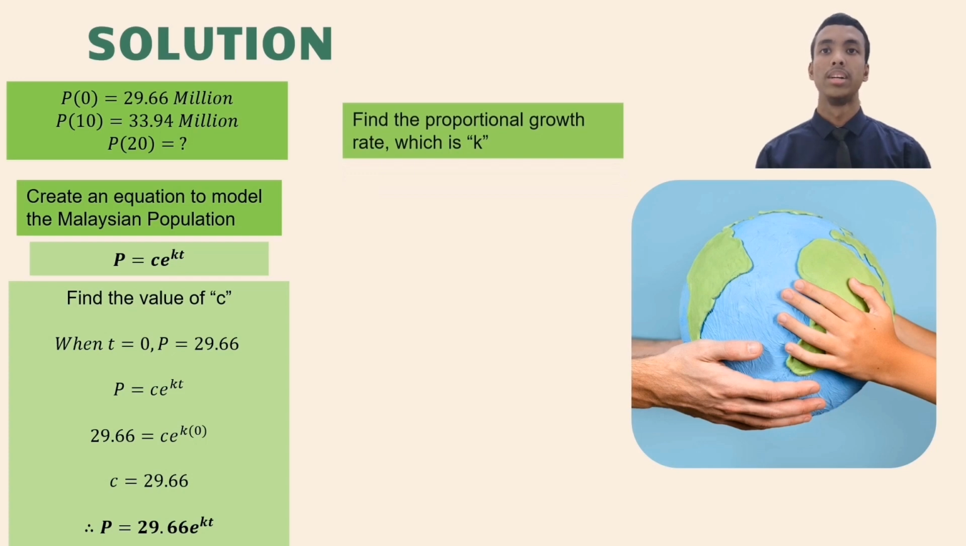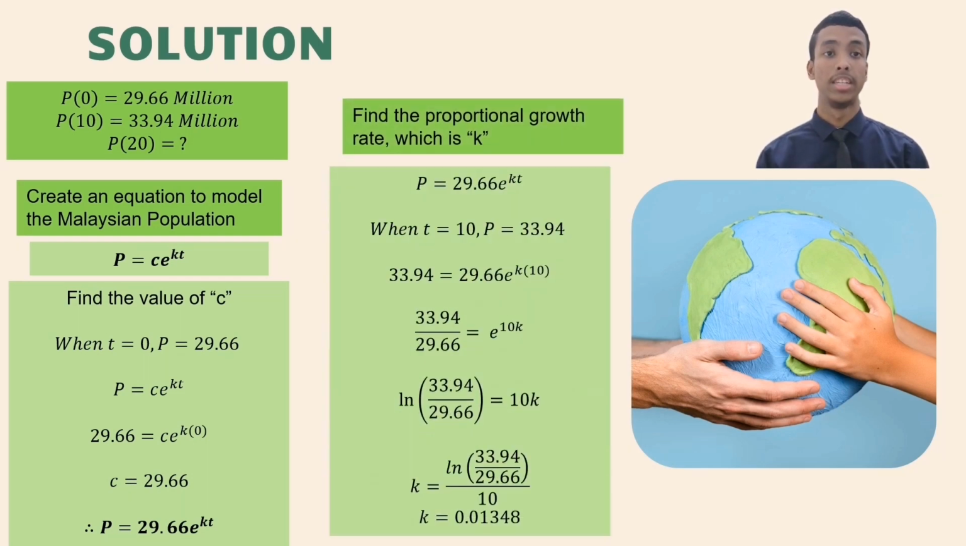Next, we need to find the proportional growth rate, which is k. First, we need to substitute t equal to 10 and P equal to 33.94 into the new equation. So we will get 33.94 equal to 29.66 e to the power of 10k. Then we solve it and obtain the value of k, which is equal to 0.01348. Therefore, we substitute back the value of k into the formula and get the new equation, which is P equal to 29.66 e to the power of 0.01348t.